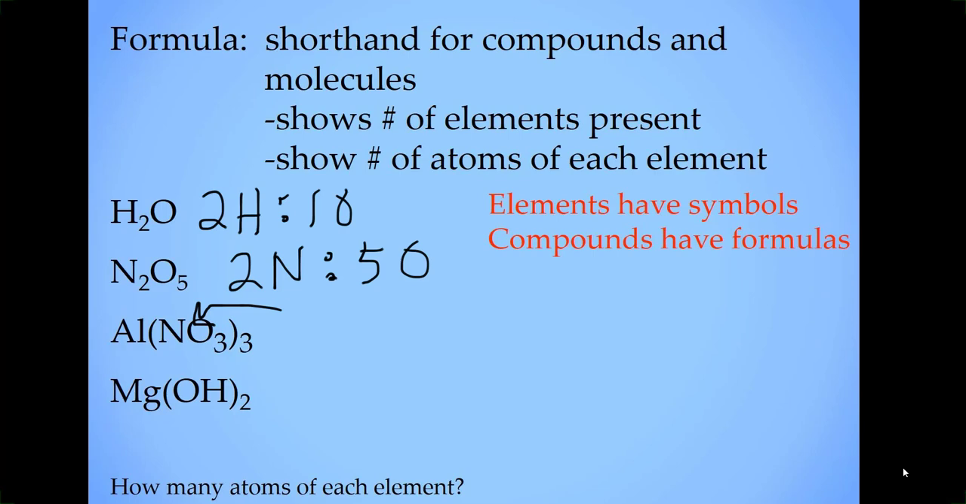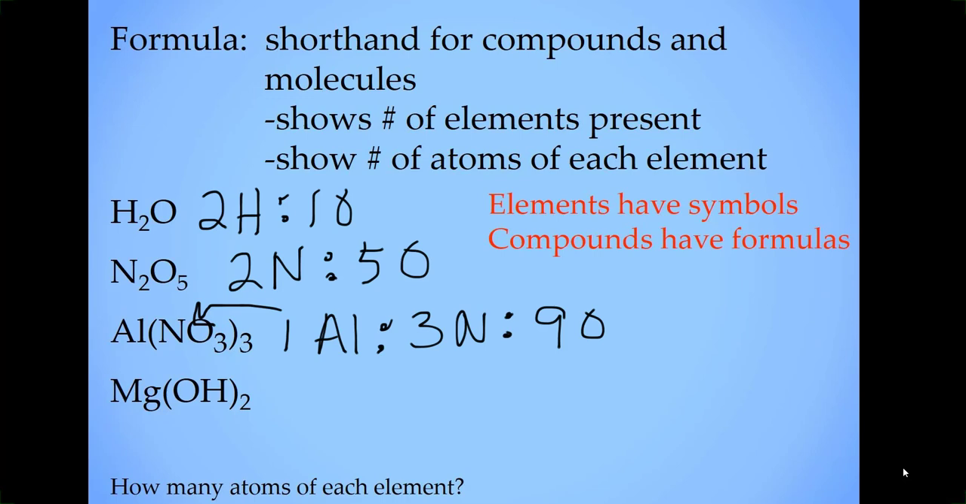You can further break down each of the elements in the polyatomic ion, and we would do this by distributing that 3. So those little parentheses we would multiply through. So how many of each element are in this formula? We have 1 aluminum for every 3 nitrogens for every 9 oxygens, because 3 times 3 is 9. Let's do the last one.